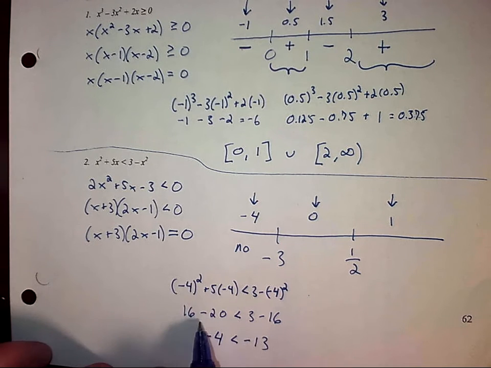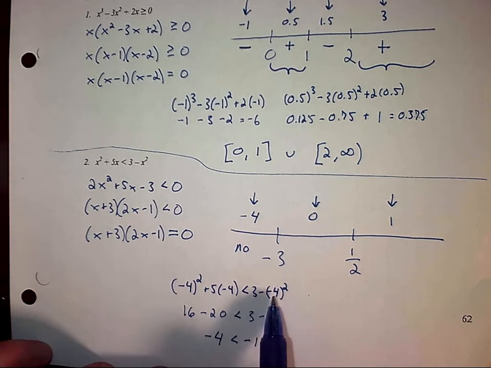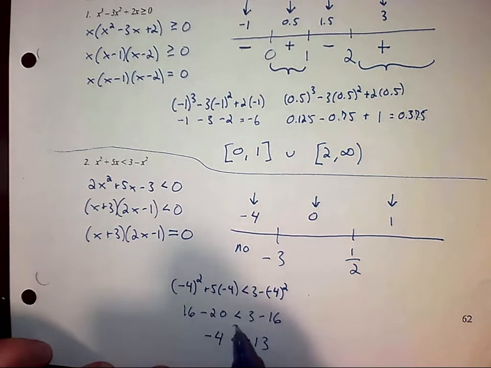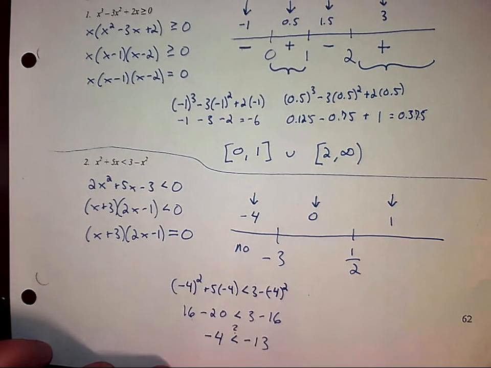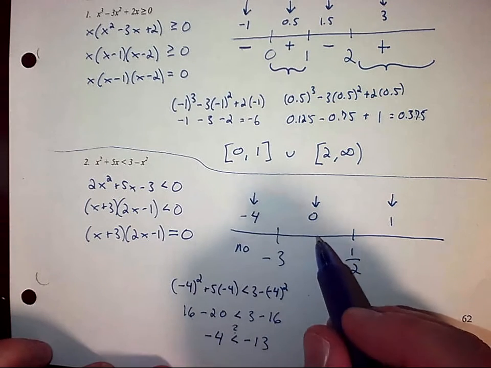So here we just did that. This is 16, this is negative 20, this is 3, this is minus negative 4 squared, which is 16. The question was, is negative 4 less than negative 13? No, so I'm going to write no right here. Now we're going to do the exact same thing with 0.